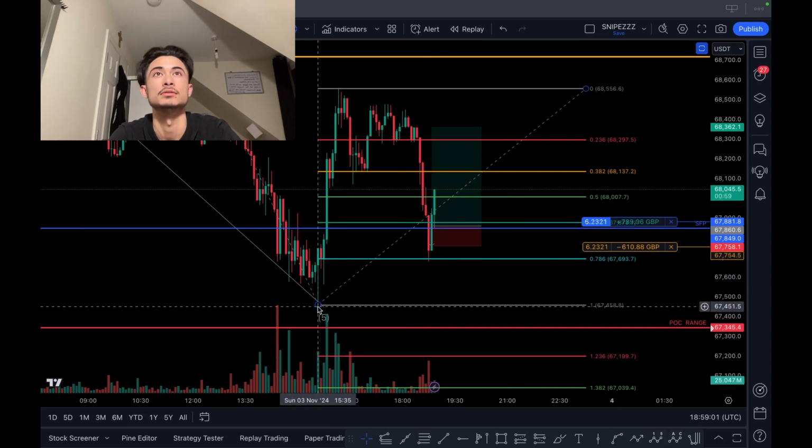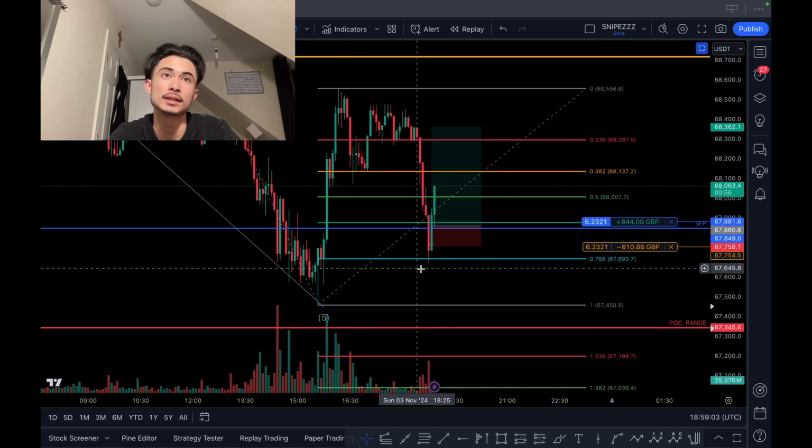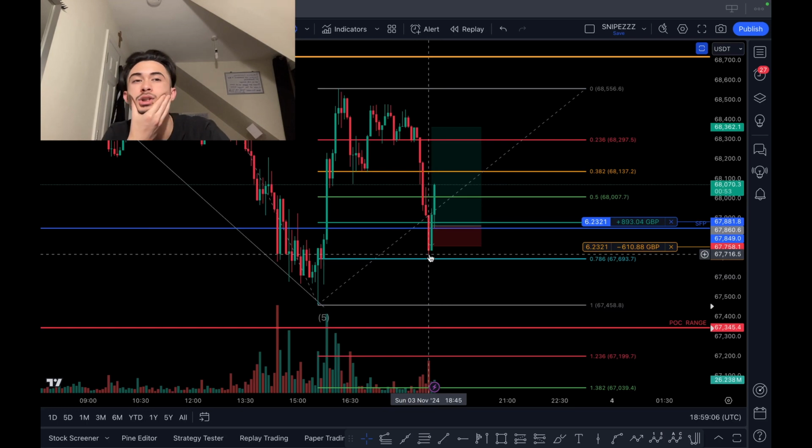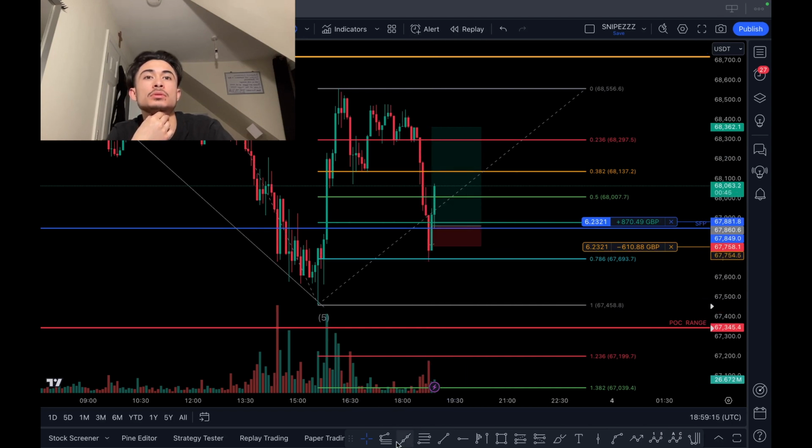I should have drawn the fib level from the bottom to the top earlier, getting these lines out. I have just missed that trade by 15 minutes, but it's all right. I'm chilling with the family, you know. So yeah, we're probably going to bounce all the way up to these levels here.